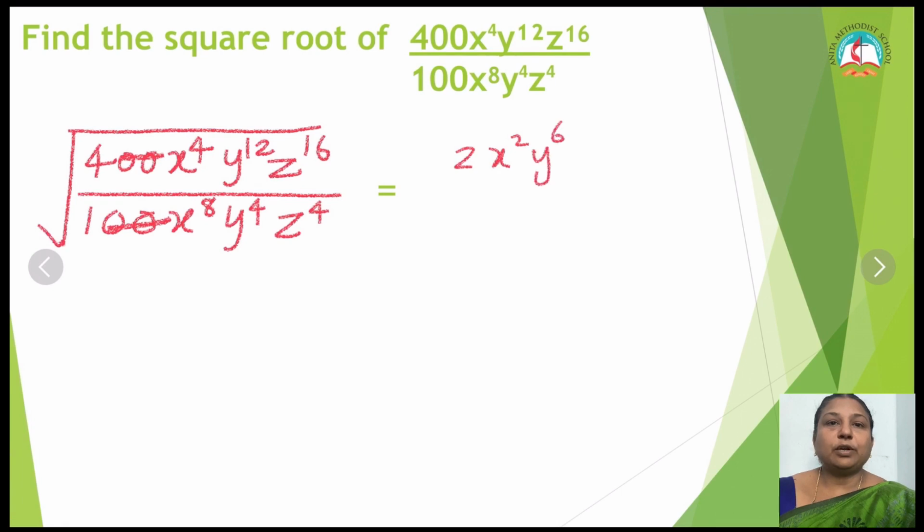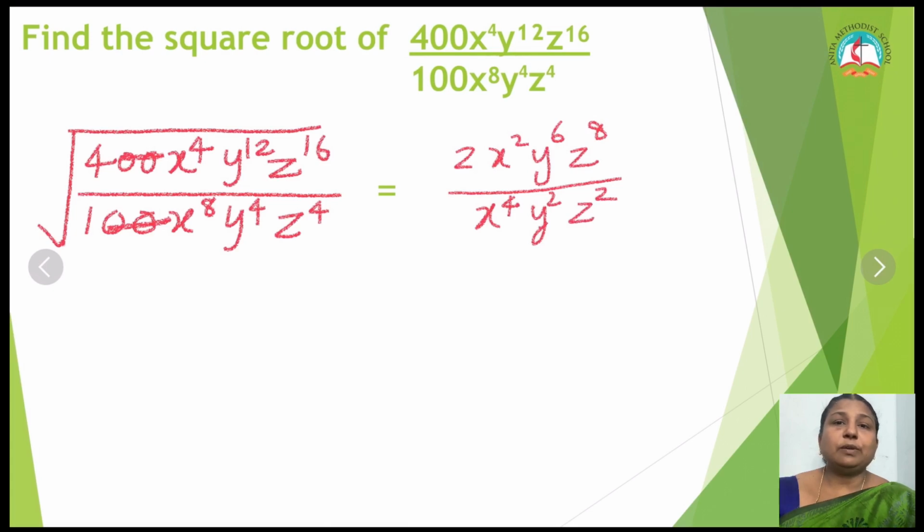Square root of 4, what you will get, children? 2. Yes, square root of 4 is 2. So next you have to divide the powers by 2. So you will get 4 divided by 2, x power 4 will become x squared, y power 12 will become y power 6, z power 16 will become z power 8. And in the denominator, x power 8 will become x power 4, y power 4 will become y squared, and z power 4 will become z squared.